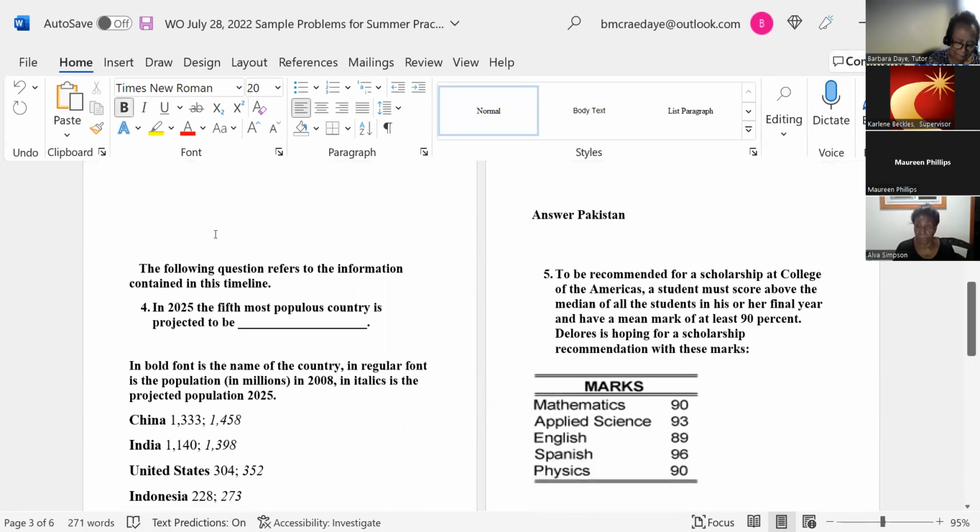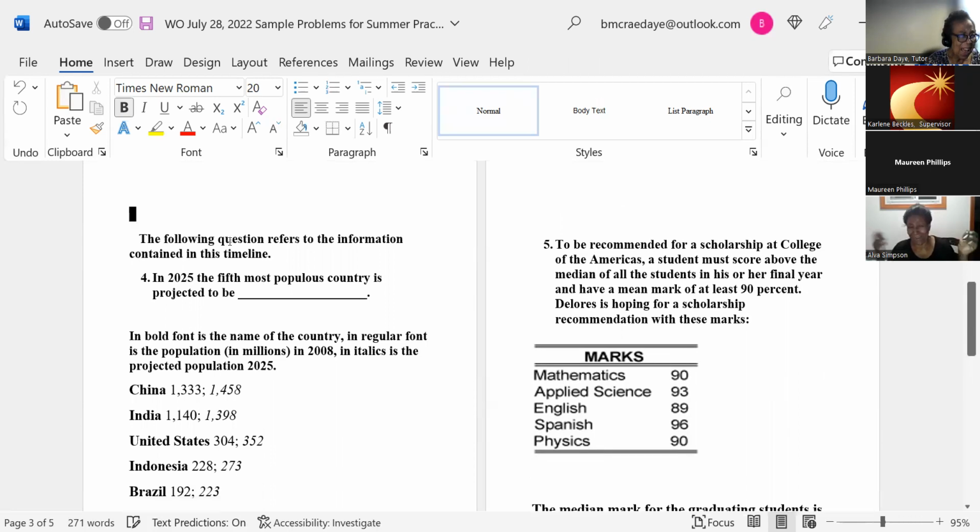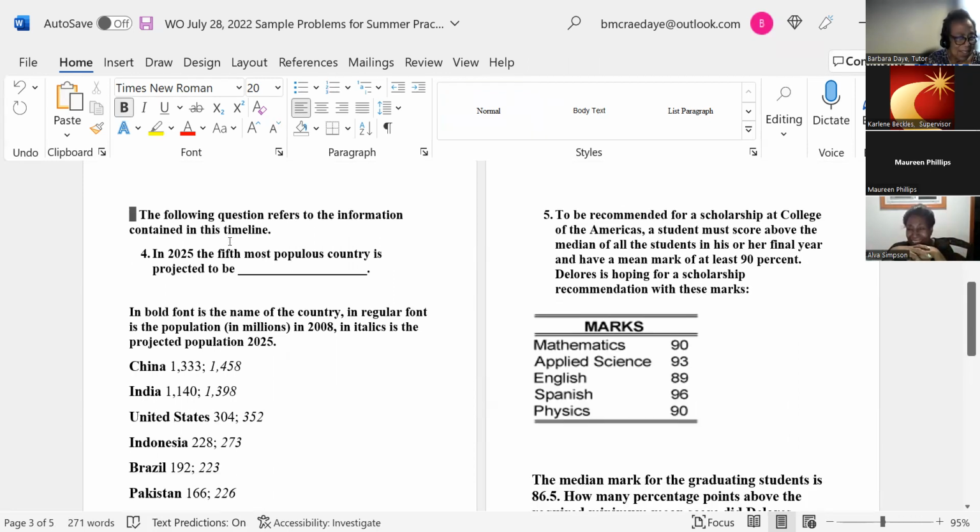Now that one, I don't know why this one gave you problems. I tried hard, but it seems like I wasn't adding in the right sequence. Okay, Maureen, read number 4. The following questions refer to the information contained in the timeline. In 2025, the 5th most popular country is projected to be.